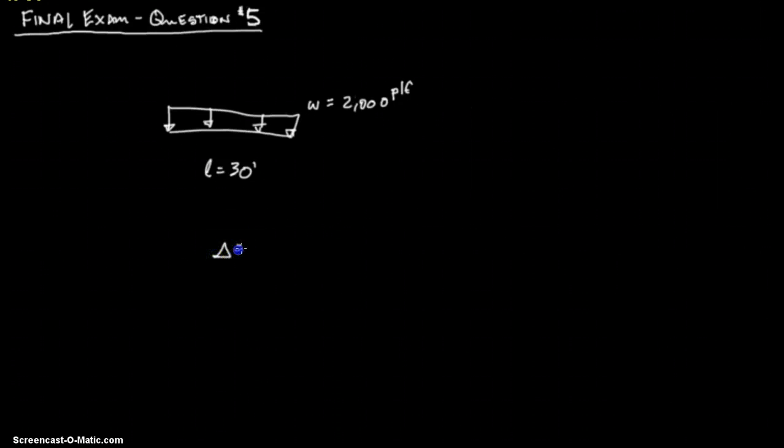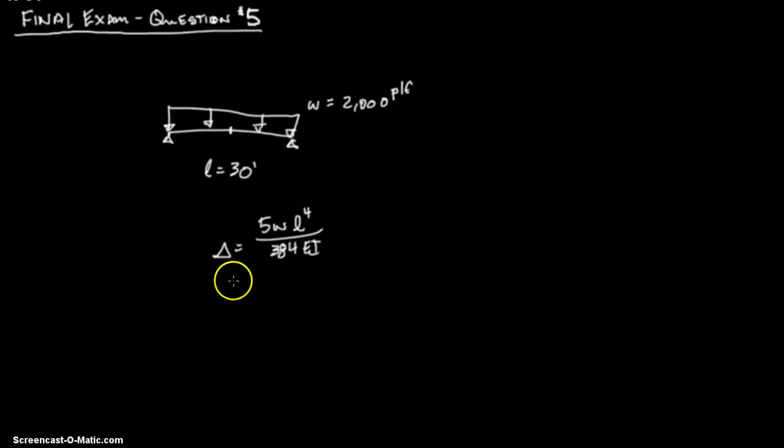And this formula you've seen in your steel book. It is 5WL^4 over 384EI. And this is the max deflection, and it's going to be at the center for your uniformly distributed beam. Alright, so let's figure out what we know.